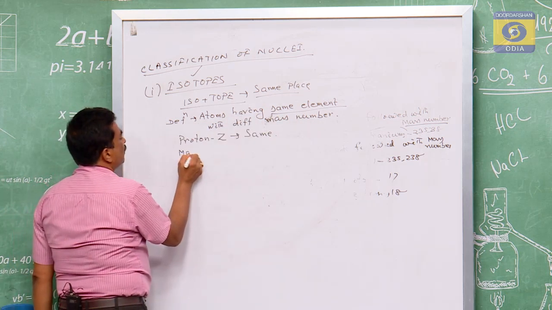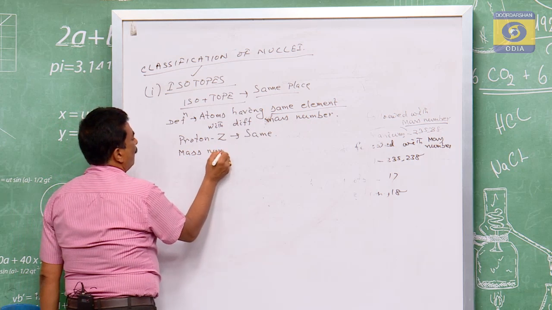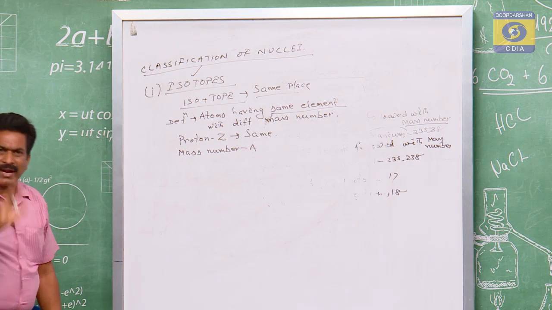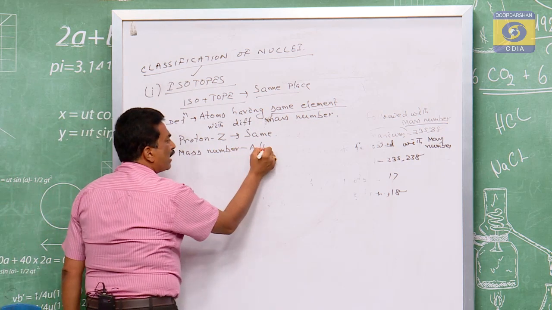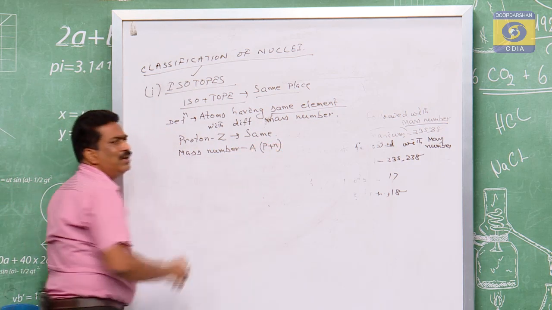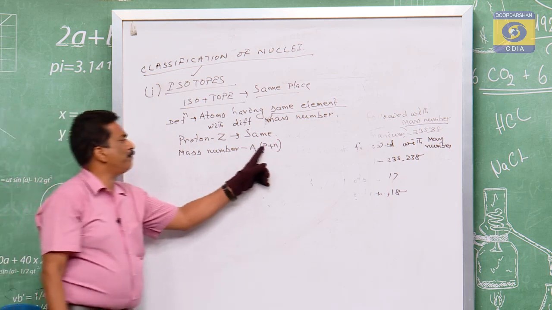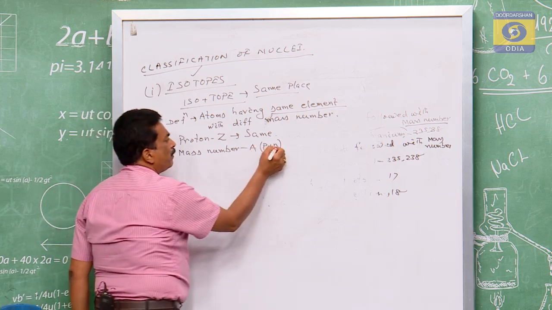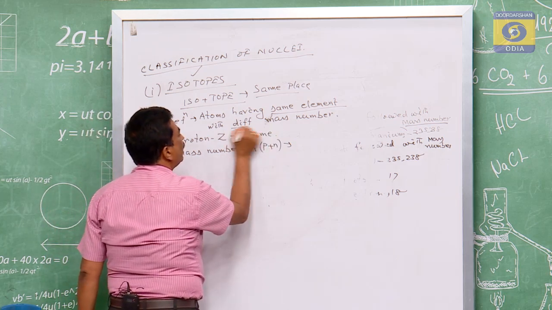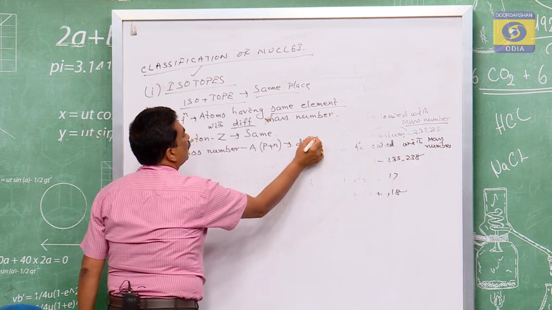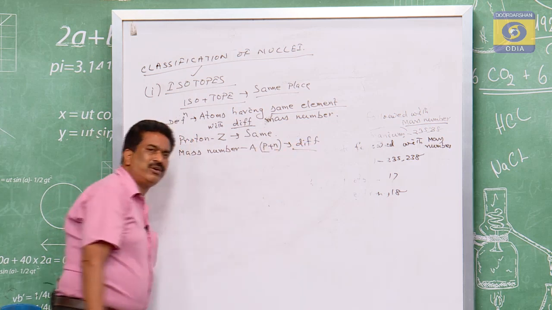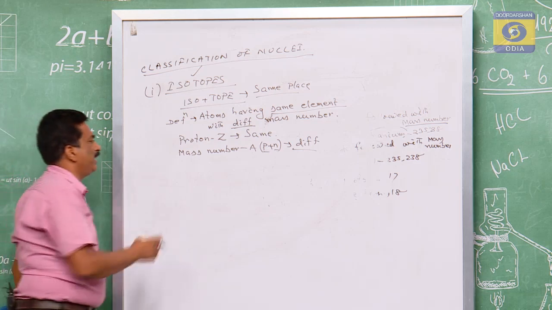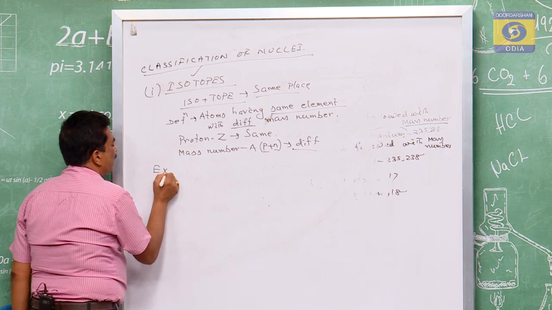The mass number that we write as A is different. A is the sum of P and N, that is the proton and the neutron. So, this P plus N is different. If the mass number is different, then P will be different and N will be different.